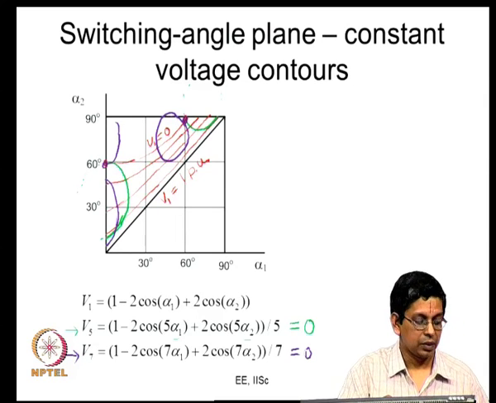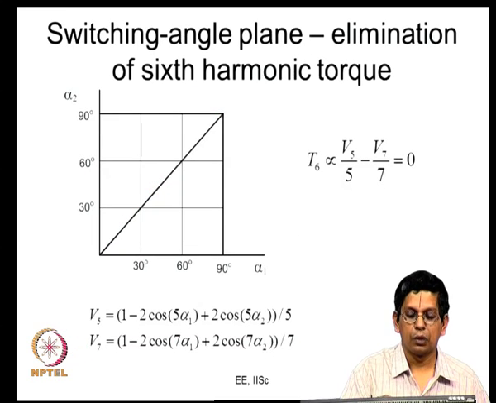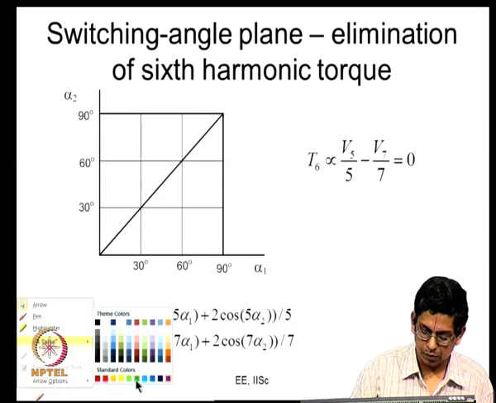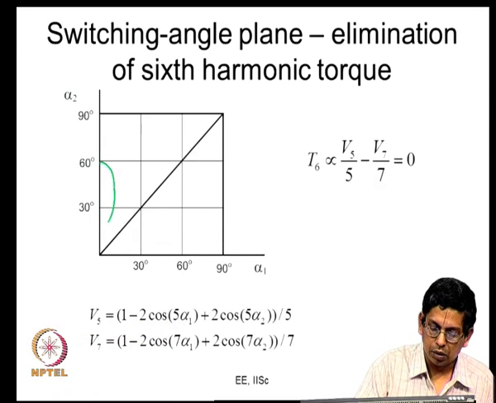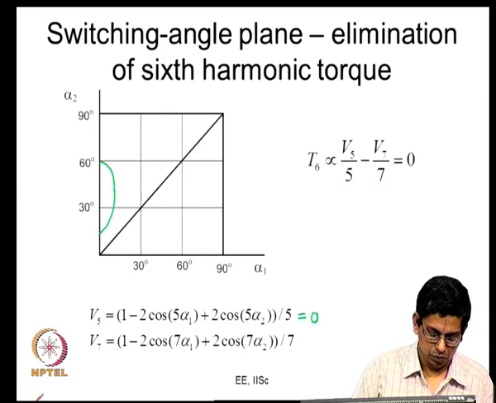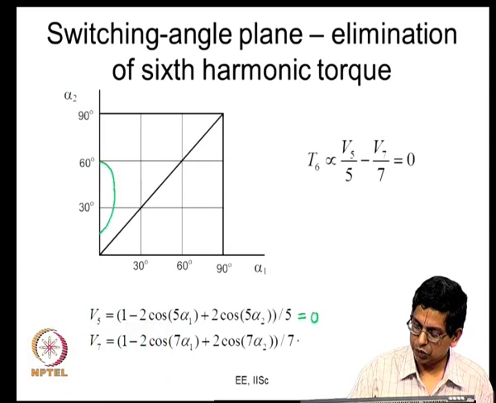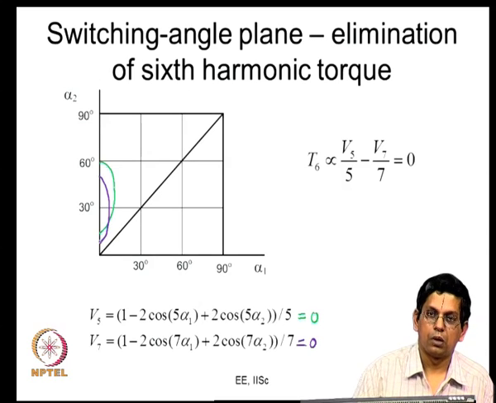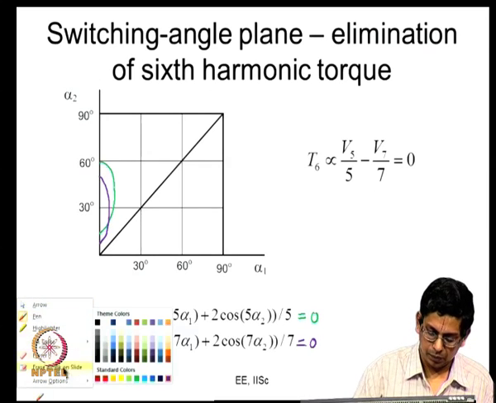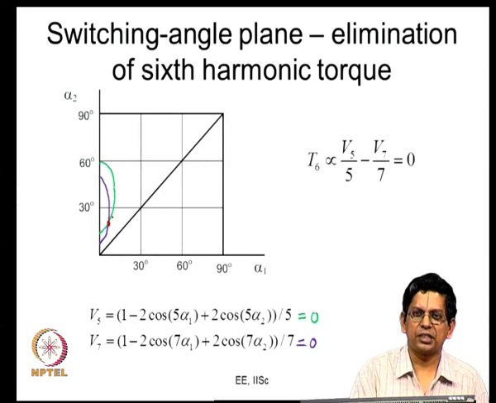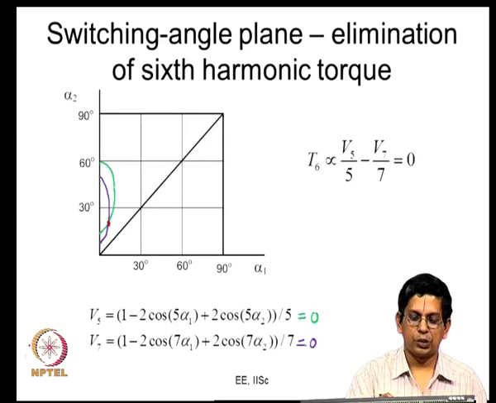We are trying to look at the sixth harmonic torque to be eliminated. So, let me quickly reproduce some of these curves here. So, you want, this is your V5 is equal to 0. Now, you have V7 is equal to 0. This is like this. So, obviously, there is a point here where both V5 and V7 are equal to 0. So, at that point there is some modulation index, at that modulation index you are able to eliminate both fifth and seventh harmonic, but you can't do it everywhere, it is only there.